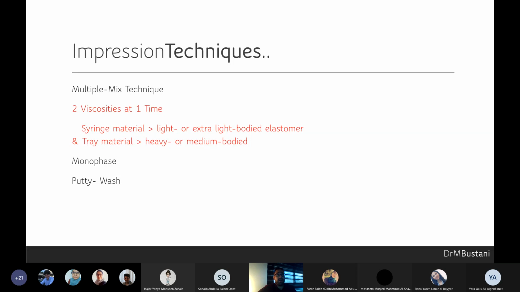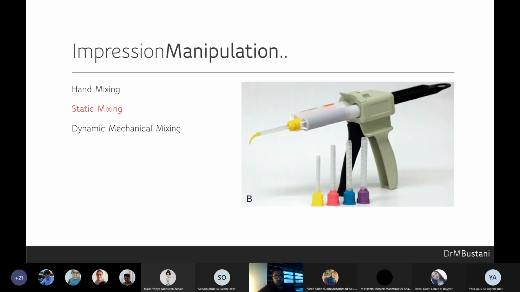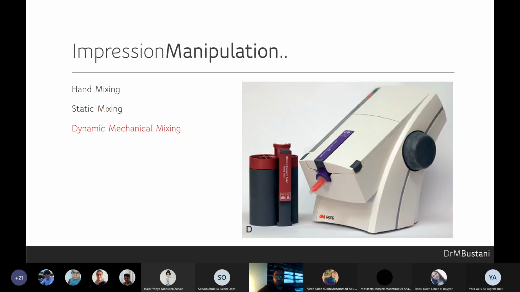Mainly, we will be using heavy or medium body plus light body and/or extra light body. Within the tray, you load heavy body or medium body material, and with your gun, you will have light body or extra light body. Usually, you as the dentist will syringe the material or use the gun to dispense it around your preparations in the mouth, and your nurse will mix the putty or the heavy body and load the tray.